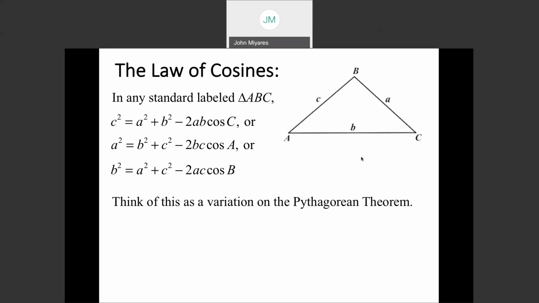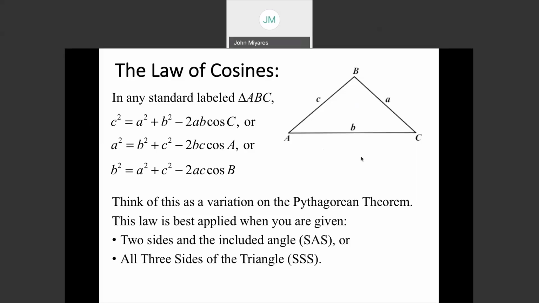In fact, if angle C was a right angle, you might remember from the beginning of this presentation that the cosine of 90 degrees is 0. And you can verify that in your calculator. The cosine of 90 degrees is 0. So if I have a right triangle, that whole last part falls out and degenerates into c squared equals a squared plus b squared.